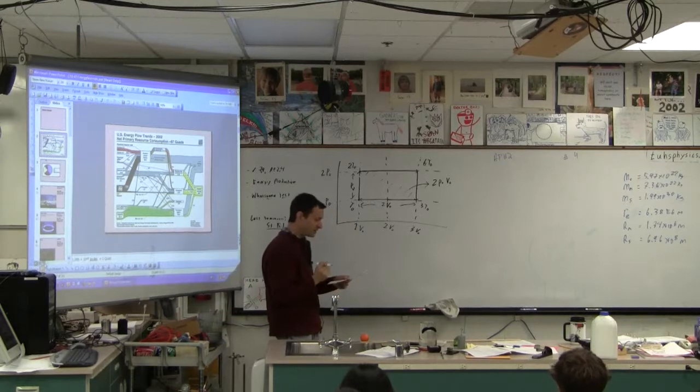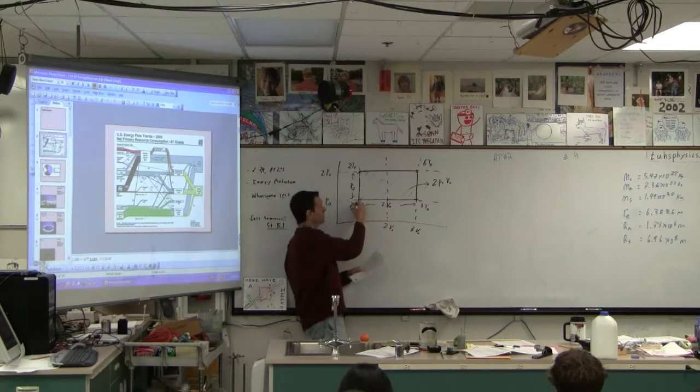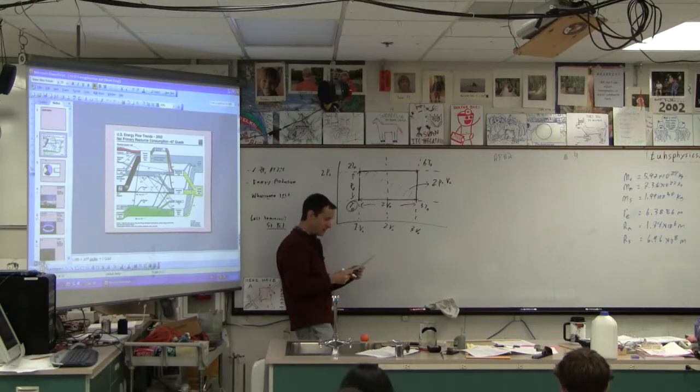Then it says the net change in internal energy. That's from here all the way around to here. What's the change in temperature? We start out at T naught, we end up at T naught. Okay. The net heat absorbed.